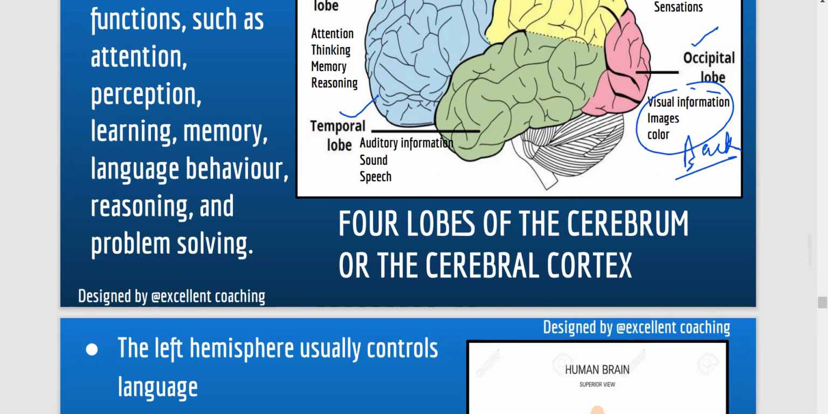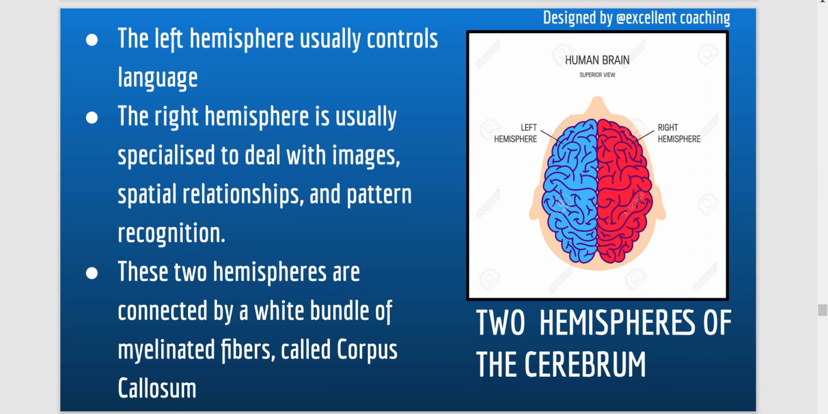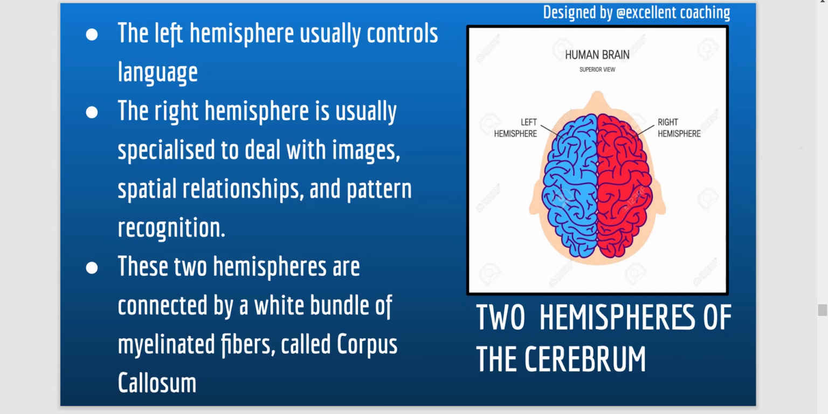And we have also seen that our brain is sometimes shown as divided into two hemispheres, left and right side. So except for the four lobes, we can also divide our brain into two sides, the left hemisphere and the right hemisphere. We have divided it because of the functions they perform differently from each other.